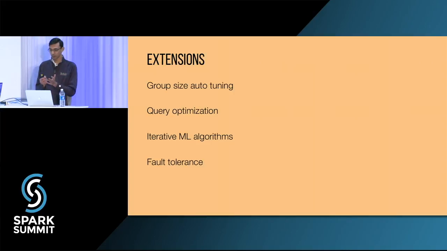So this is some of the basic design that's gone into this Drizzle project. There are a number of other research ideas that we're working on, and I'm going to give you a short overview of a few of them today. I'll specifically talk about how we can go about selecting this group size and also some integrations that we can do with query optimization and for machine learning algorithms.